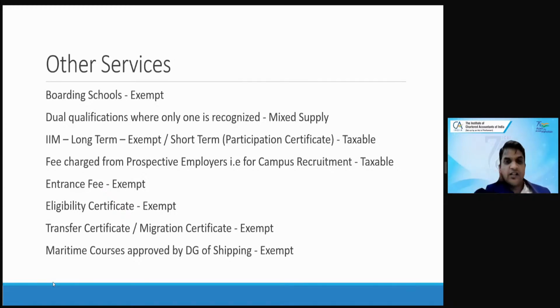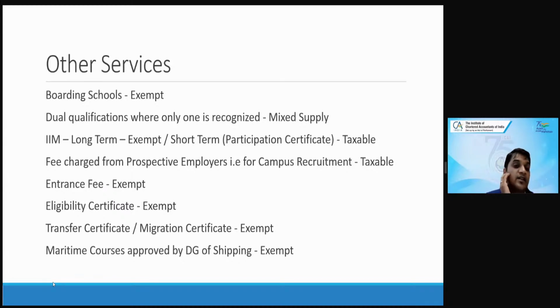Then fees charged from prospective employers for campus recruitment. Where there's a college with some students, it wants placements for its students, so it calls some companies, and the companies pay for coming to the college and doing the recruitment. Now that fee charged will be taxable. It is not related to healthcare, and it's not related to the educational institution directly.